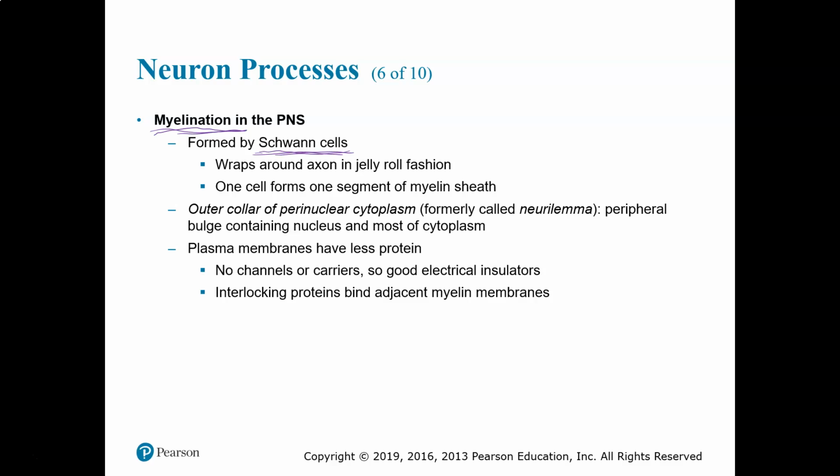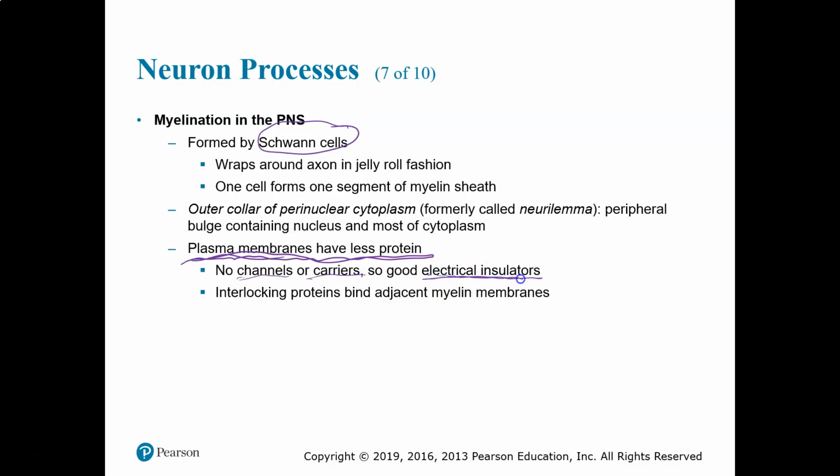But the plasma membranes of those Schwann cells have less protein. So when we talk about the plasma membranes, I mean the plasma membrane of the Schwann cells that form the myelin that wraps around the axons. They have less protein, so they don't have any protein channels or protein carriers. So that makes them good electrical insulators.